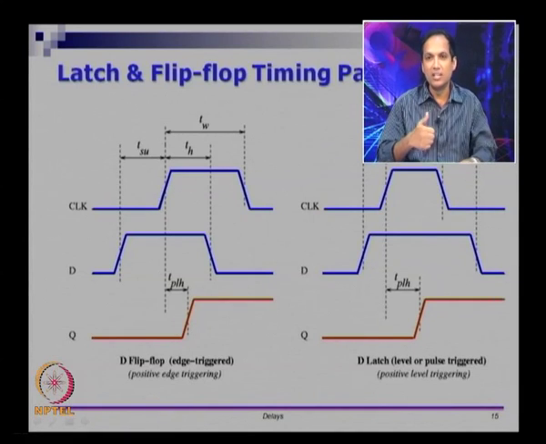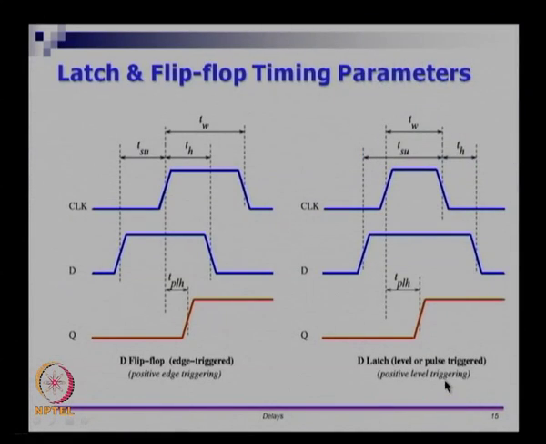Similarly for a latch, if I have a positive level triggered latch, in this case a D latch, then the opening edge is as soon as the clock goes to 1, the latch is open, which means it can start copying the values from the input to the output. However, there is a closing edge beyond which any change in input will not result in a change in the output. For a flip flop, the opening edge and the closing edge are both just one edge itself.